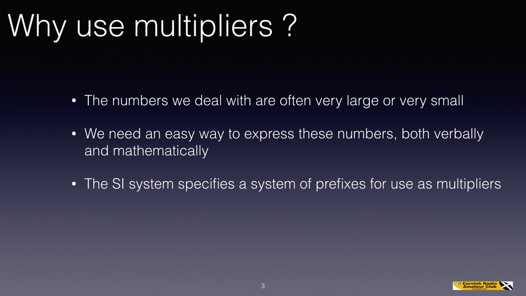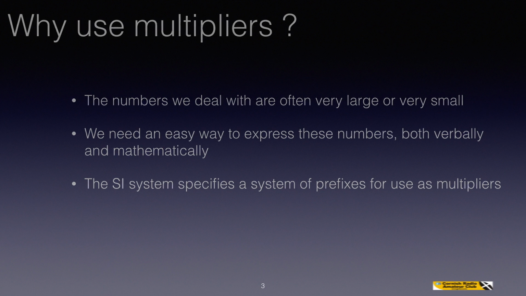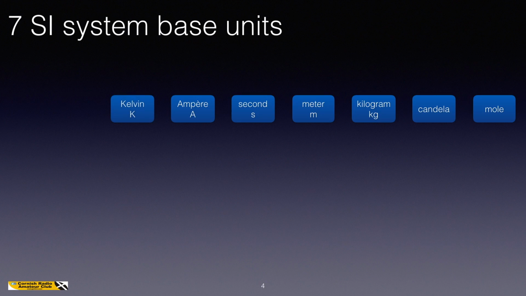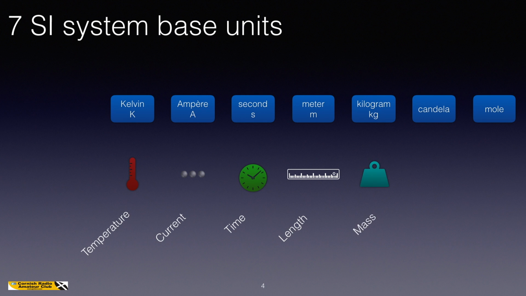So going back to the units, the SI system has only 7 base units. Now, these units are studied extensively and very accurately defined, and we'll talk about that in a minute. The units are the Kelvin, which is for temperature, the ampere, which is for current, the second, which is for time, the meter, which is for length or distance, the kilogram, which is for mass, the candela, which is for luminous intensity, and the mole for the amount of substance.